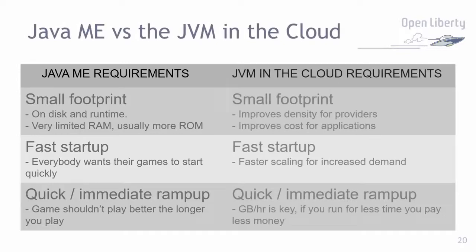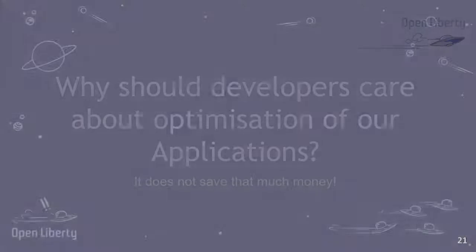So if we compare these to the requirements we have in the cloud, they're pretty much the same. So small footprint, fast startup, and quick and immediate ramp-up time. Now, the reasons have slightly changed. The reasons before were because the hardware literally wasn't powerful enough to do what we do today. Whereas now that's not the case. We have very powerful hardware. We just want to utilize as small an amount of it as possible to save money.